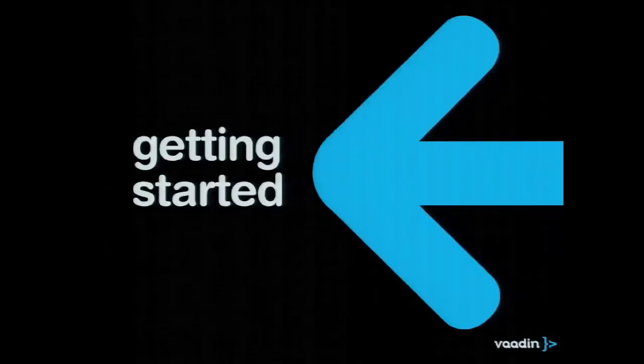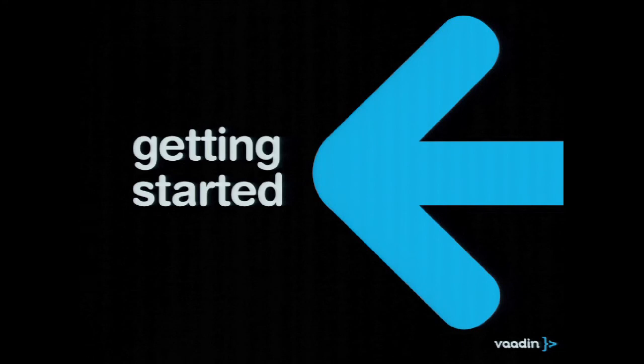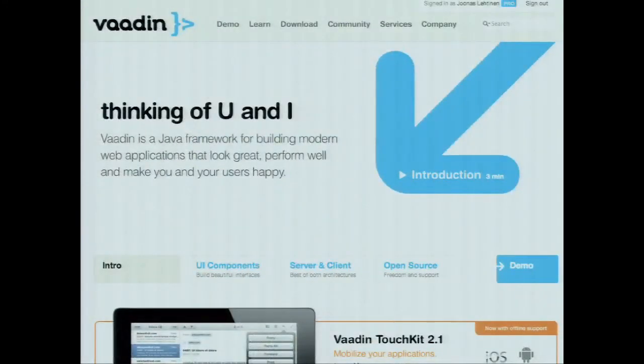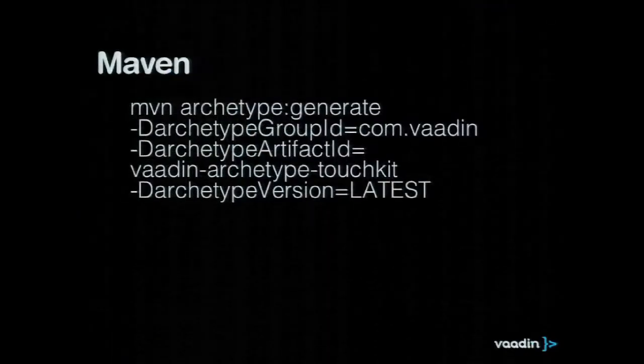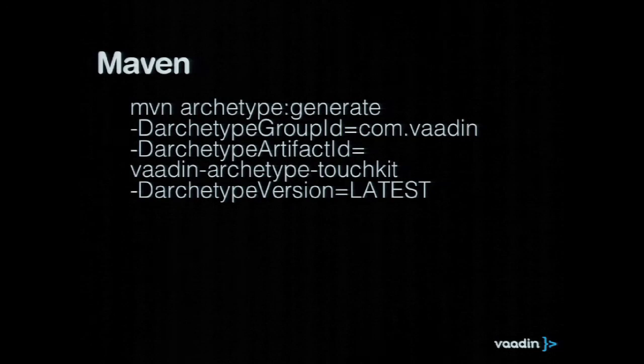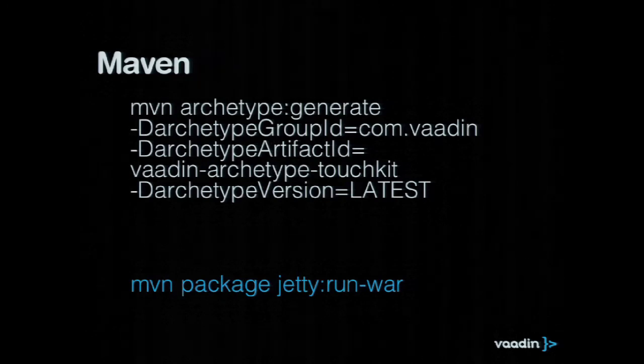So how to get started with this? First of all, you could go to Vaadin.com. There are plenty of demos that you can take a look at. The easiest way of getting started is with a Maven archetype. So you can just create a new empty project from the archetype, and then it generates a project that has one button for your TouchKit application. Then you just pack it and run it.